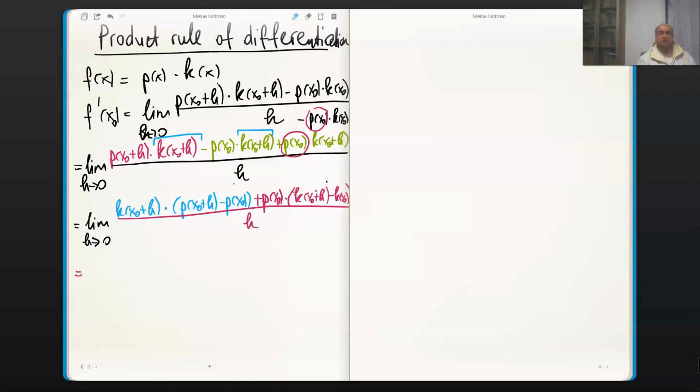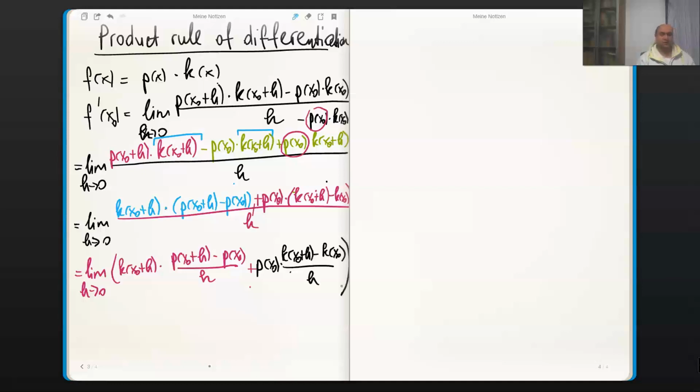Now, if you remember what we've been doing with fractions, I can just split it exactly here. So I still have one huge limit, but now we're dealing with two fractions. The first one is k of x0 plus h times p of x0 plus h minus p of x0, divided over h, plus we're having here p of x0 times k of x0 plus h minus k of x0, divided over h. We close the parentheses. So what is the idea here? Well, we have a sum of two limits, and once again we can split the sum because of the sum rule of limits, as we proved or explained previously. In these cases I'm trying to avoid the word proving because it's not exactly the proof.